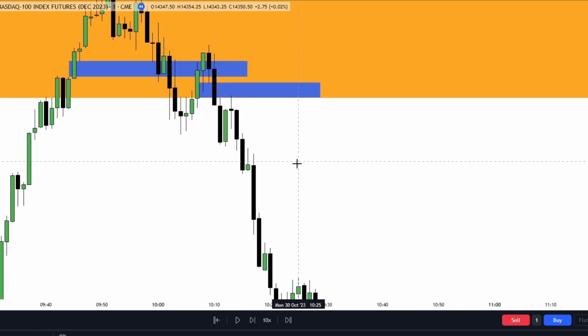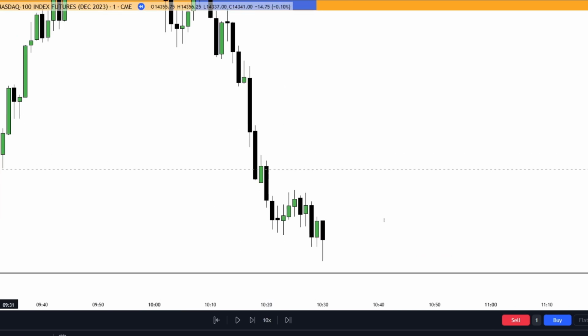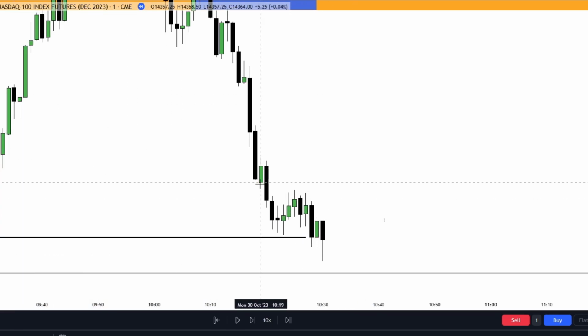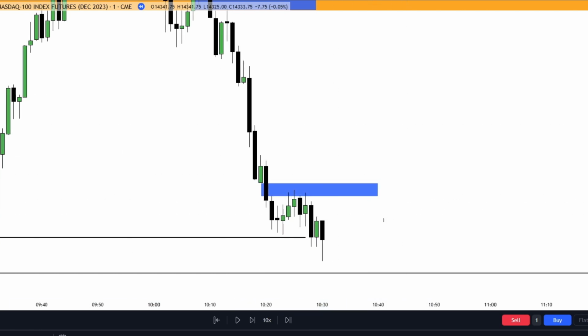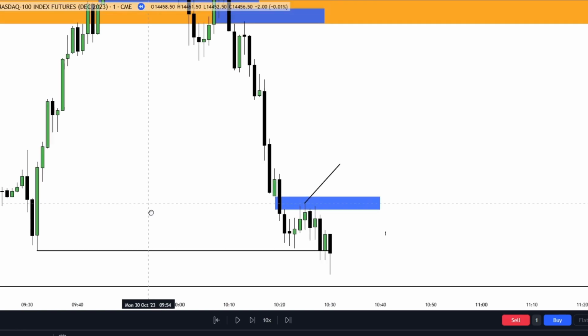That is why I added on this fair value gap. We did not hit this low, but then we came back up into this fair value gap right here. And then I added more to my position when we hit this fair value gap, because I knew that we were going to take out the low. So I'm not afraid to add to my position, right?